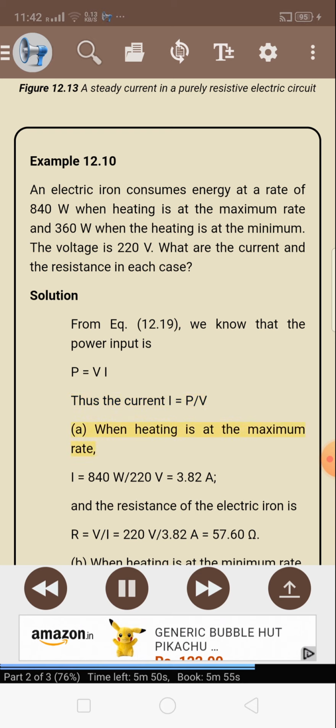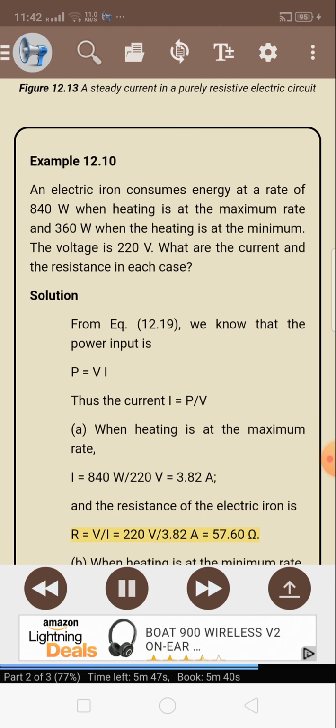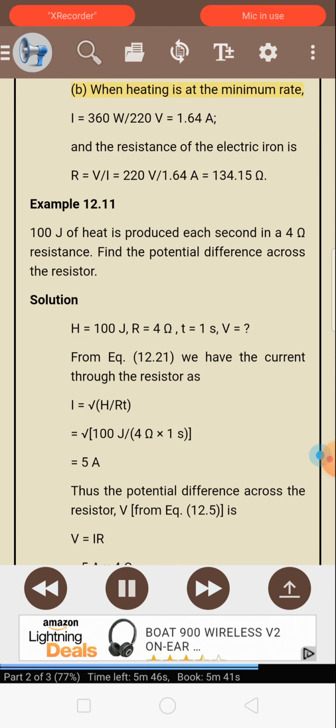When heating is at the maximum rate, I equals 840 W / 220 V equals 3.82 A. And the resistance of the electric iron is R equals V/I equals 220 V / 3.82 A equals 57.60 ohms. When heating is at the minimum rate, I equals 360 W / 220 V equals 1.64 A. And the resistance of the electric iron is R equals V/I equals 220 V / 1.64 A equals 134.15 ohms.